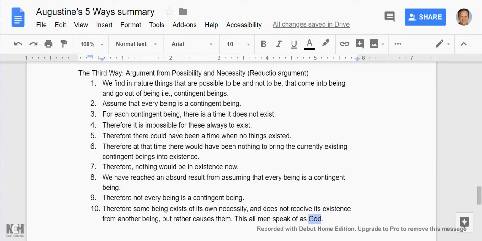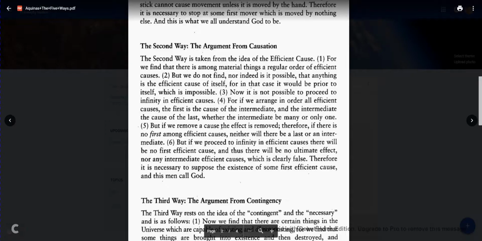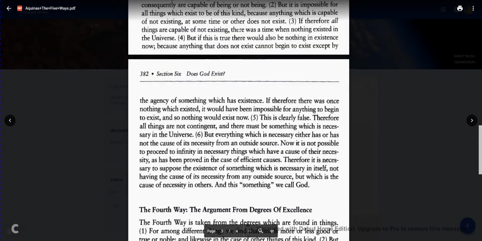So let's read and map out, shall we? This one's a bit of a long ending. No, it's not. That's good.